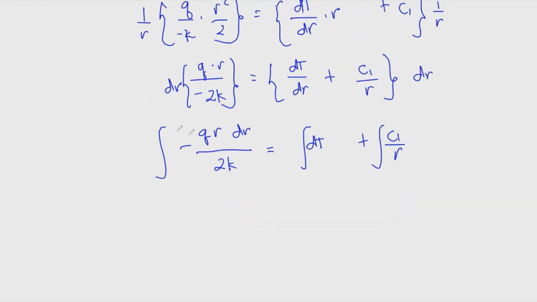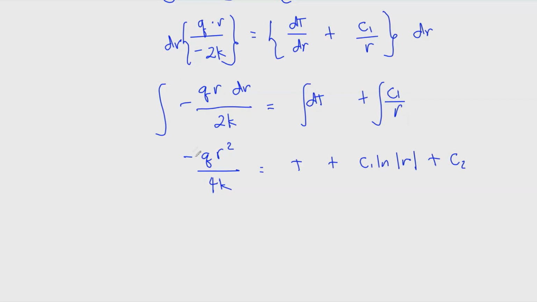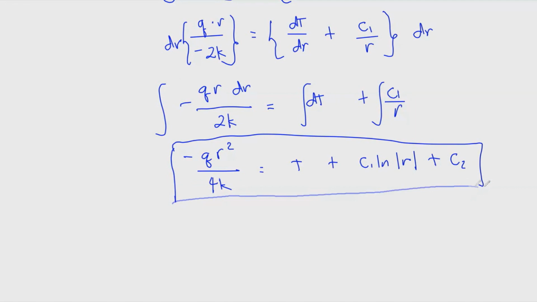So now we're left with the answer, that is negative q times r squared over 2, but we have 2 here, so that will be multiplied with 2, so we have 4k, that is equal to T plus c1 ln of r, and then of course plus the second constant here. Now, this is our final form, or the final equation, for the heat generation through cylinders.